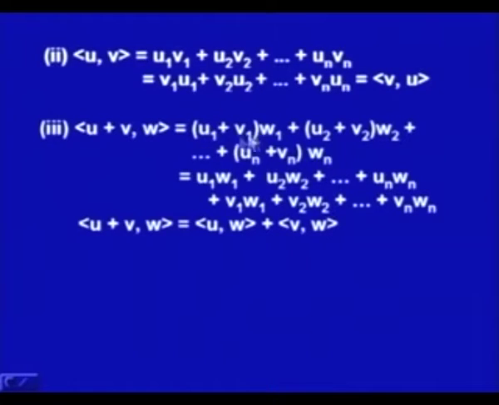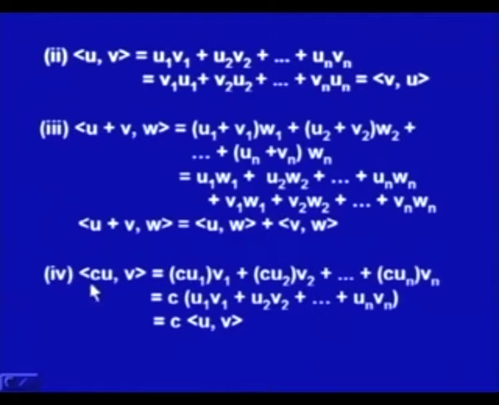wn. And since these are simply real numbers, u1 plus v1 multiplied by w1 is nothing but u1 w1 plus v1 w1, and u2 plus v2 multiplied by w2 is u2 w2 plus v2 w2, and so on. This is possible because these numbers are real numbers, and we have collected terms first for u1 w1 and second for v1 w1, etc. And that means the inner product of u plus v comma w is equal to the inner product of u comma w plus the inner product of v comma w, and that proves the third property.